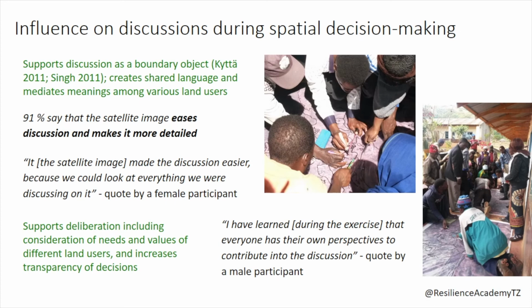And so the participatory mapping supports deliberation, including consideration of needs and values of different land users. And the satellite image increases transparency of decisions when the impacts of decisions can be seen on the satellite image and thus more clearly on the ground.